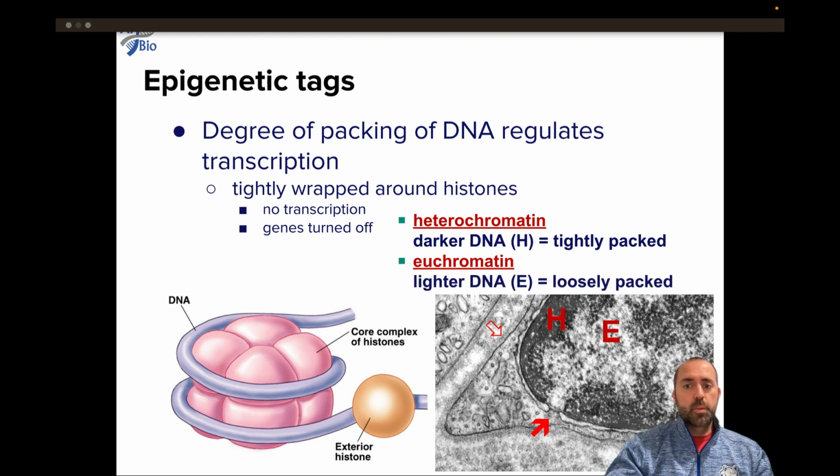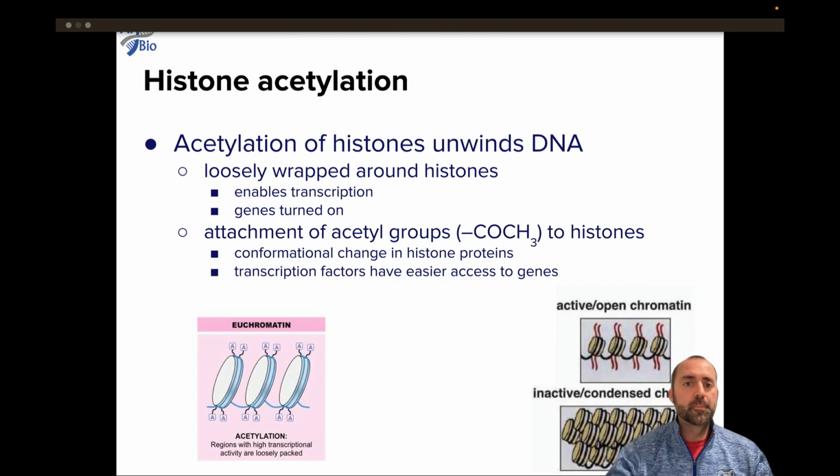We also have euchromatin, which are lighter regions of DNA, and that's where the DNA is packed a little more loosely. This is the actual part of the chromatin that's being used by the cell for transcription. And so there are degrees in which we can pack that DNA up and turn some genes off and some genes on based on how tightly those histone proteins are collecting together.